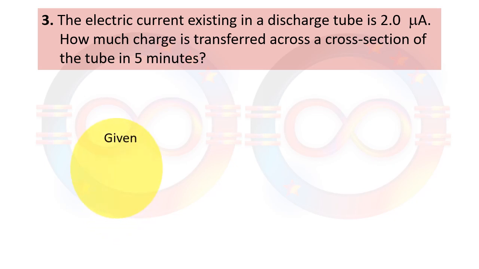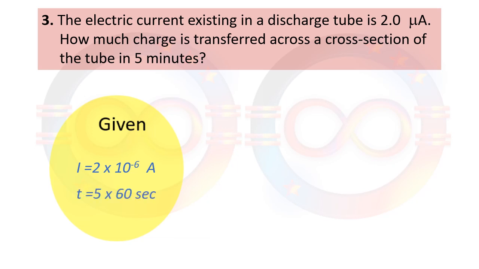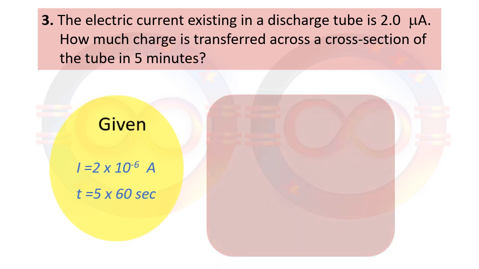Question number 3, the electric current existing in a discharge tube is 2 microampere. The current which is given is nothing but 2 micro, meaning 2 into 10 raised to minus 6 ampere. How much charge is transferred across a cross section of the tube in 5 minutes? Again, if we want to find the charge, we need the formula Q is equal to I into T, because I is equal to Q upon T as per the definition of current. So Q we want to find here as I into T.